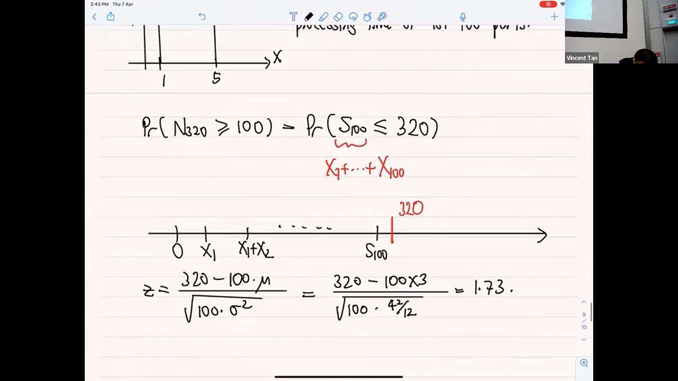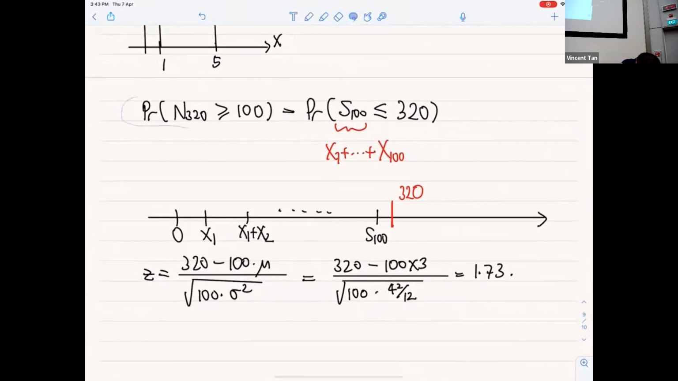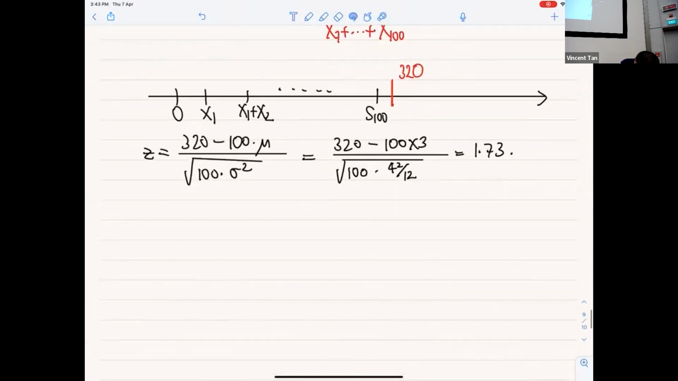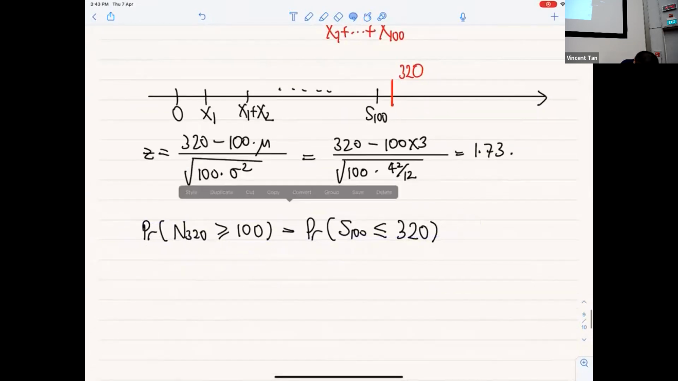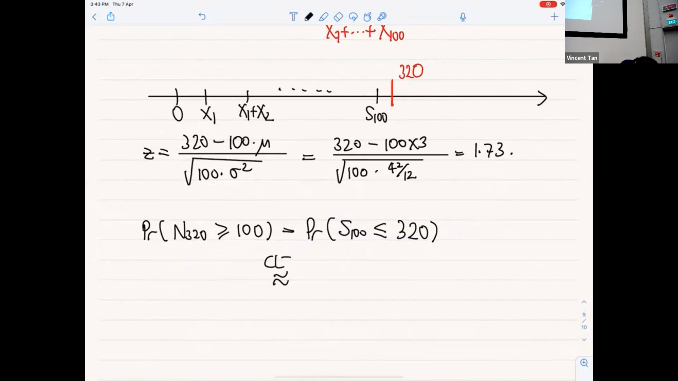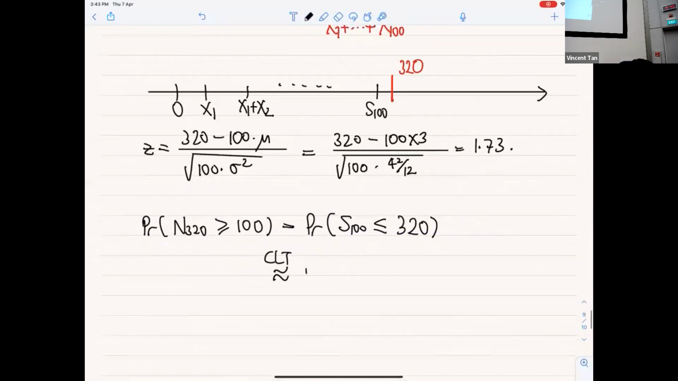All right. So we can estimate this by using the central limit theorem. That's where we're applying it. This is the same as phi of 1.73, which is 0.9582 from a table.